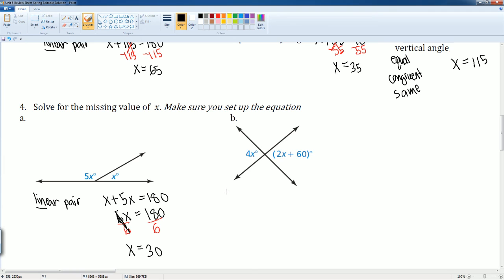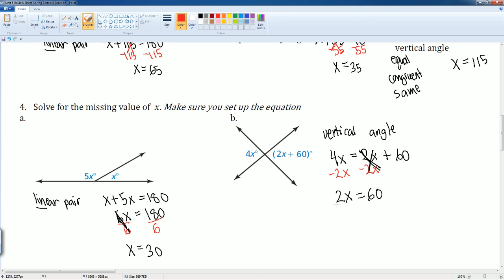Let's do B. We see here that these are vertical angles, like in part C above. And we know that vertical angles are equal, congruent, and the same. Therefore, we can set up the equation to be 4x is equal to 2x plus 60. Now, we solve for x. We first subtract the 2x from both sides. That gets us a 2x on the left-hand side, and this cancels, leaving you with a 60.